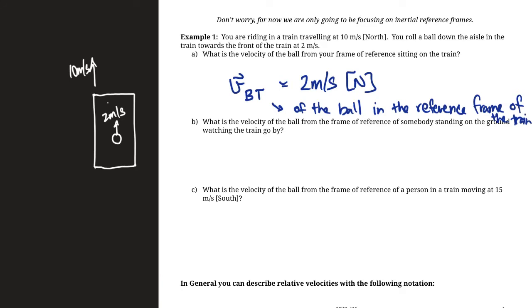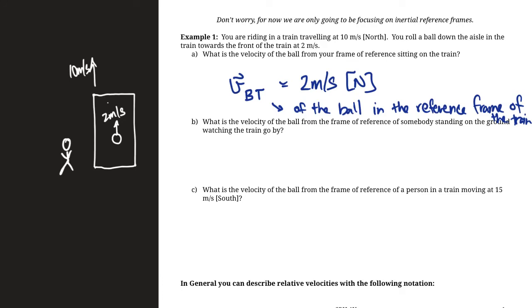Now, what is the velocity of the ball from the frame of reference of somebody standing on the ground watching the train go by? So if you're standing out here watching the train go by, what's the velocity of the ball going to be? Now, it's a pretty simple question, right? We know the train is moving at 10 meters per second in this direction, and the ball is moving at 2 meters per second on the train. So pretty clearly the ball should be moving from your perspective at 12 meters per second, right? And that actually is the answer. It's just 12 meters per second north.